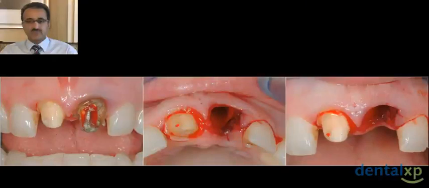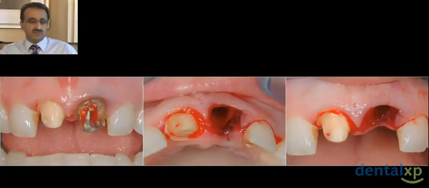So this is how the patient looks. When we remove the provisionals, we can see that it's been patched up and sort of held together, but it's in pretty bad shape. So we extract the tooth carefully. First of all, we examine: have we got an intact buccal plate? Yes, we have. We can consider an immediate approach and try to preserve things.